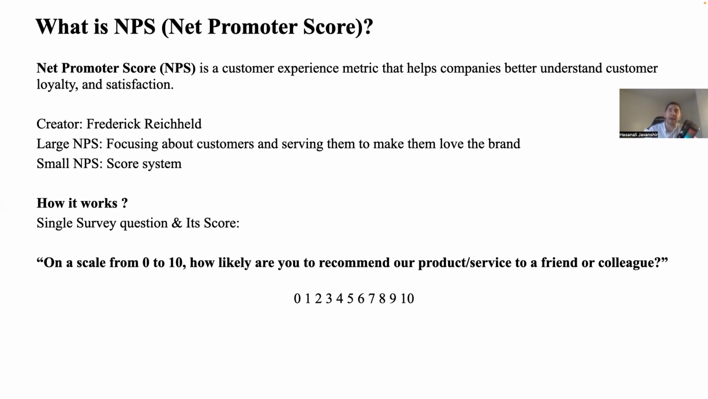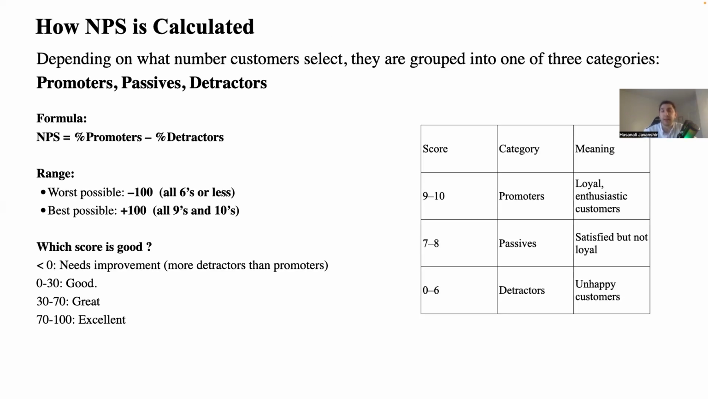But how is it actually calculated? Let's see. Depending on what numbers the customers select, they are grouped into three categories. The three categories are these: first, promoters, then we have passives, and also we have detractors. Anyone who selects from 0 to 6, as you can see in the box, is called a detractor. They're people who really don't like the company.